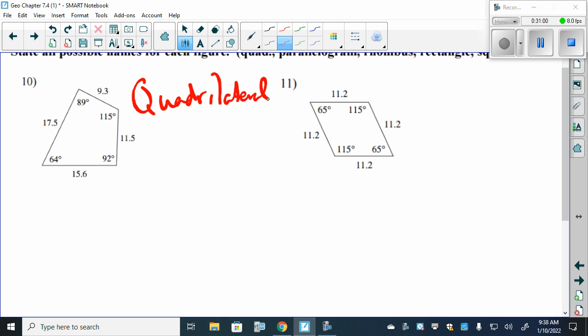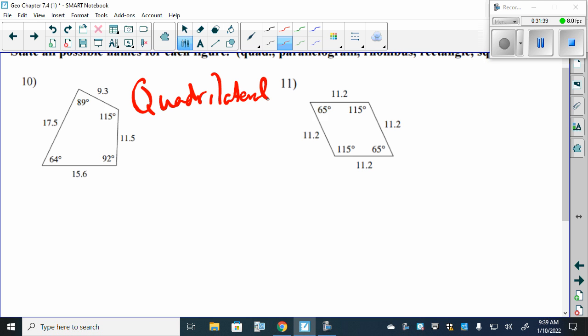Quadrilateral. Is it a parallelogram? For it to be a parallelogram, we need 2 sets of parallel lines. Now, if it doesn't tell us that, we also know if the opposite angles are congruent, then it is a parallelogram. The other way is if the opposite sides are congruent, then it's a parallelogram. It's just going to be a quadrilateral. Because if it's not a parallelogram, well, rhombus, rectangle, and square are all parallelograms. So if it's not a parallelogram, it can't be any of those 3 there.